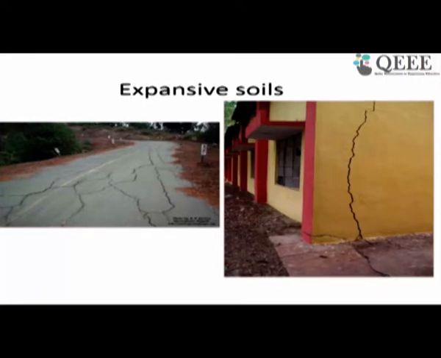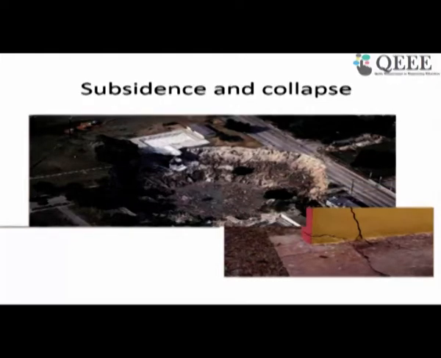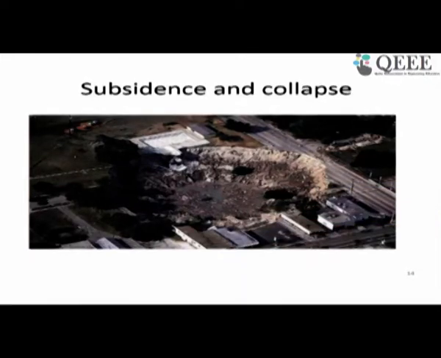So, this kind of contraction and expansion may lead to some kind of cracks, which is visible in this particular picture, on the right side. Even on the road, you can see there are so many cracks because the base soil is expansive. Now, in various places, subsidence and collapse because of underground excavations are also very much visible.